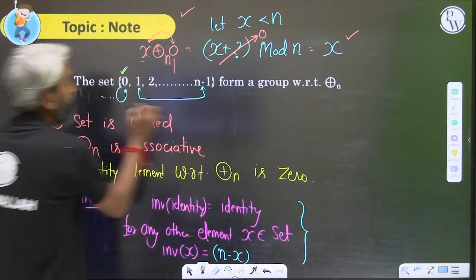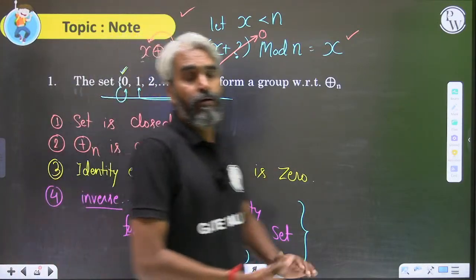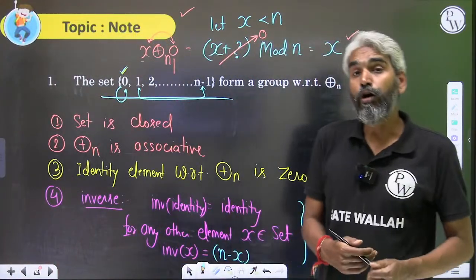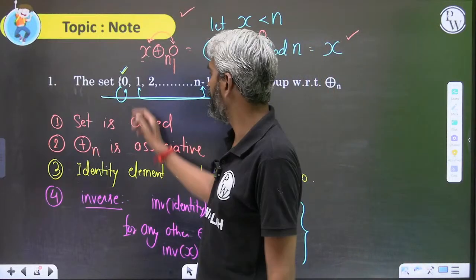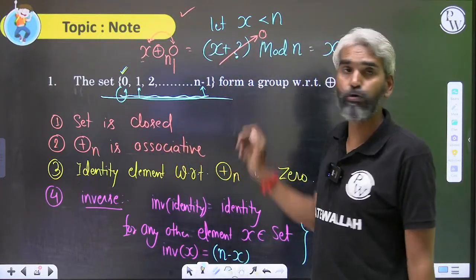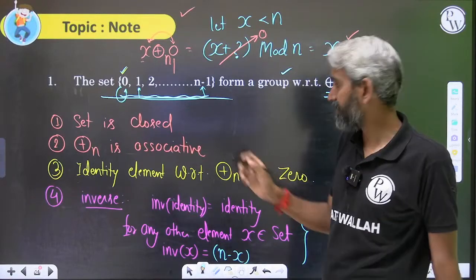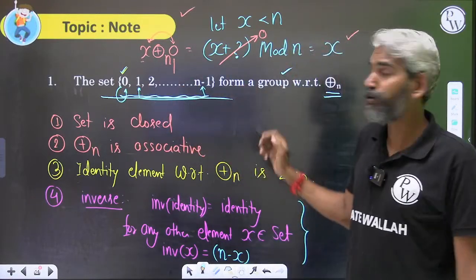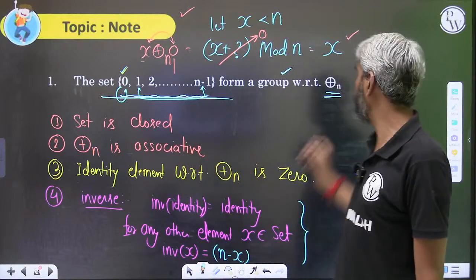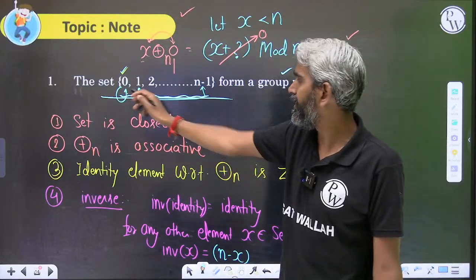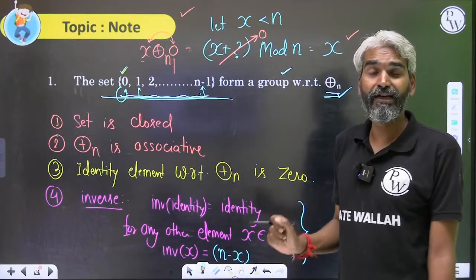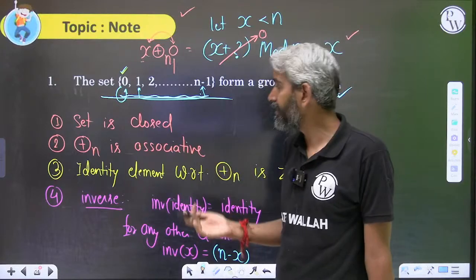If we take the set of all integers from 0 to n minus 1, then it will form a group with respect to addition modulo n, as we saw in the last class. This set is closed, because if we take any two numbers and divide their sum by n, the remainder will be between 0 and n minus 1. Therefore, we do not have to include any new number into the set.